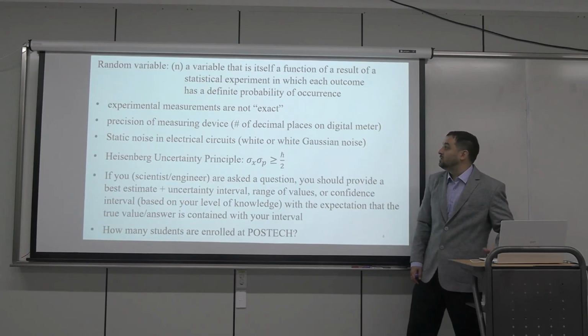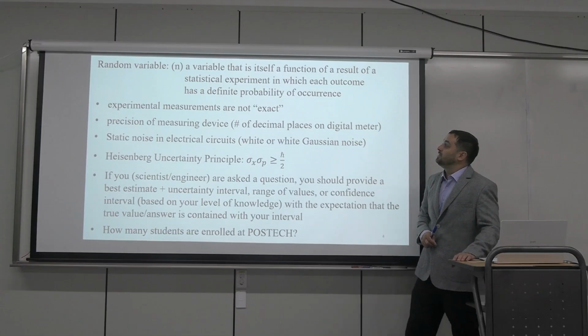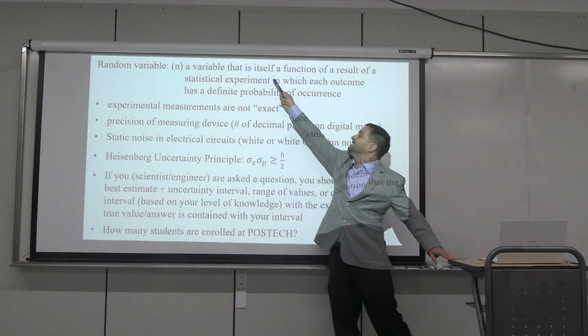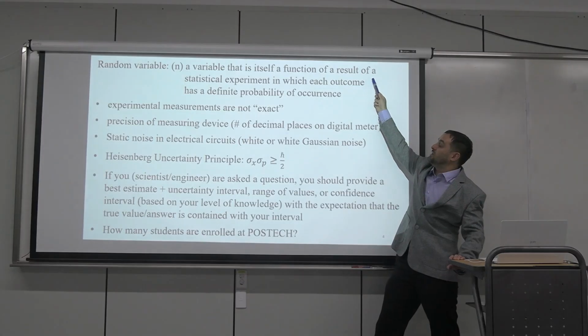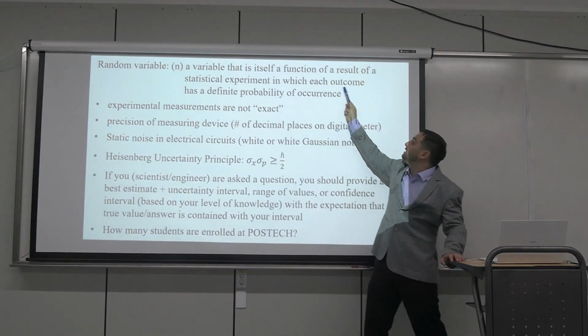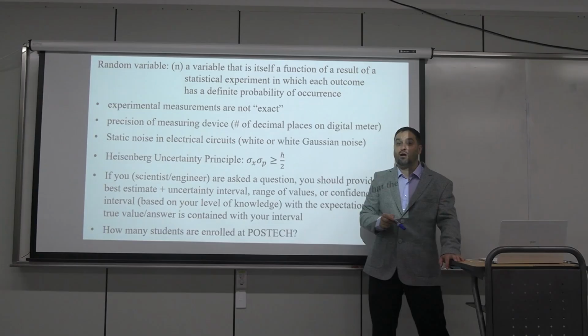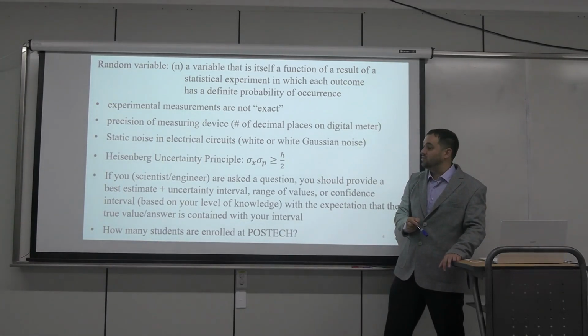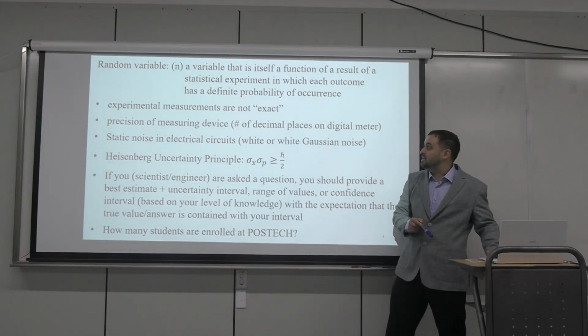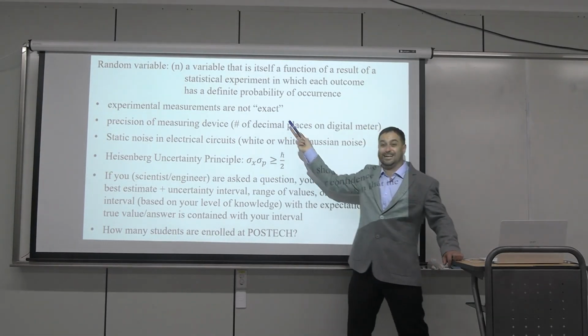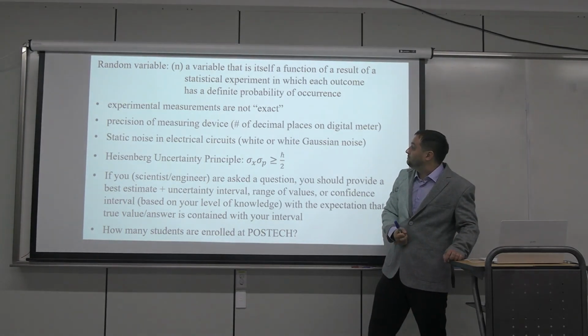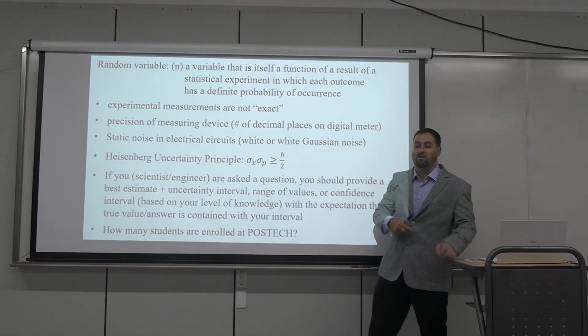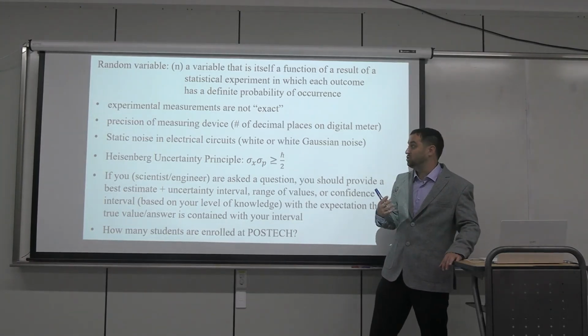Next, random variable. A random variable is a variable that is itself a function of a result of a statistical experiment in which each outcome has a definite probability of occurrence. Basically, what we're trying to say here is that experimental measurements are not exact. There are many sources of error, or random error, or randomness in our measurements or experimental observations.